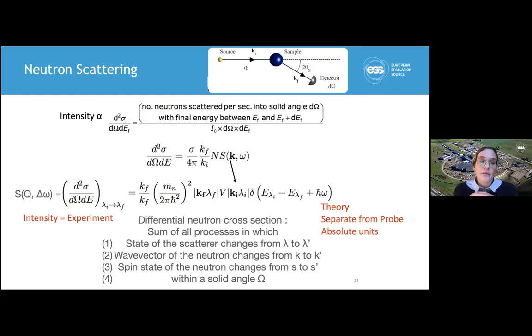Now, what's very good about this is that the neutron scattering cross-section directly links experiment to theory. And we separate the probe from the phenomena within the material, and this is in absolute units. So it's a very useful tool in order to compare theory to experiment, and this is something that we do all the time now.